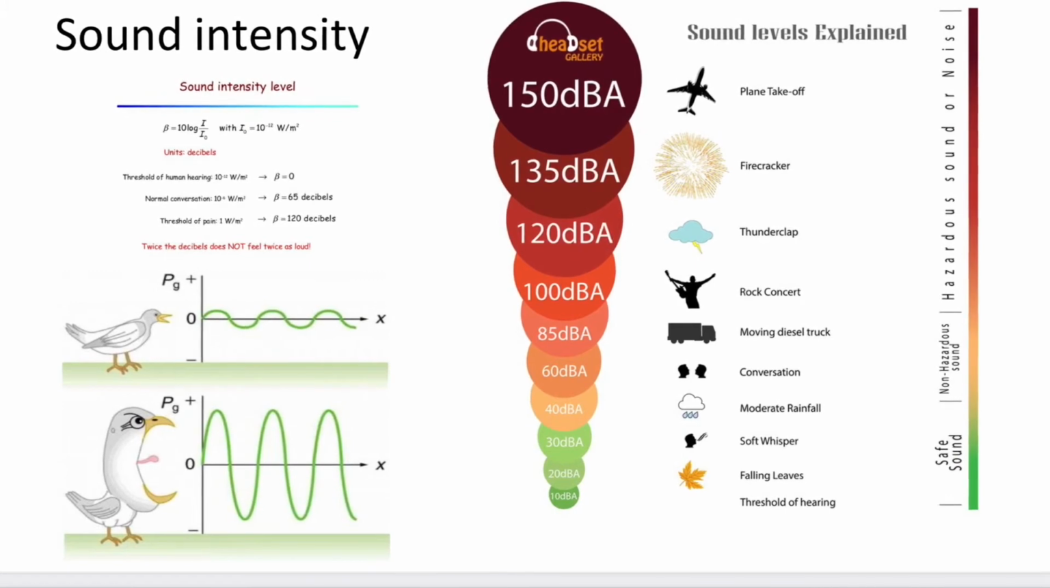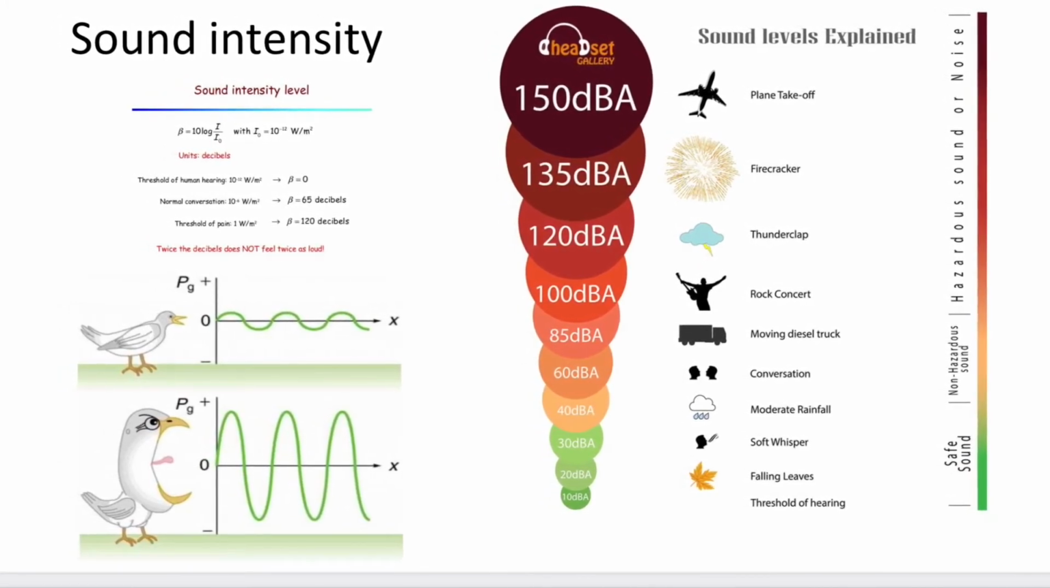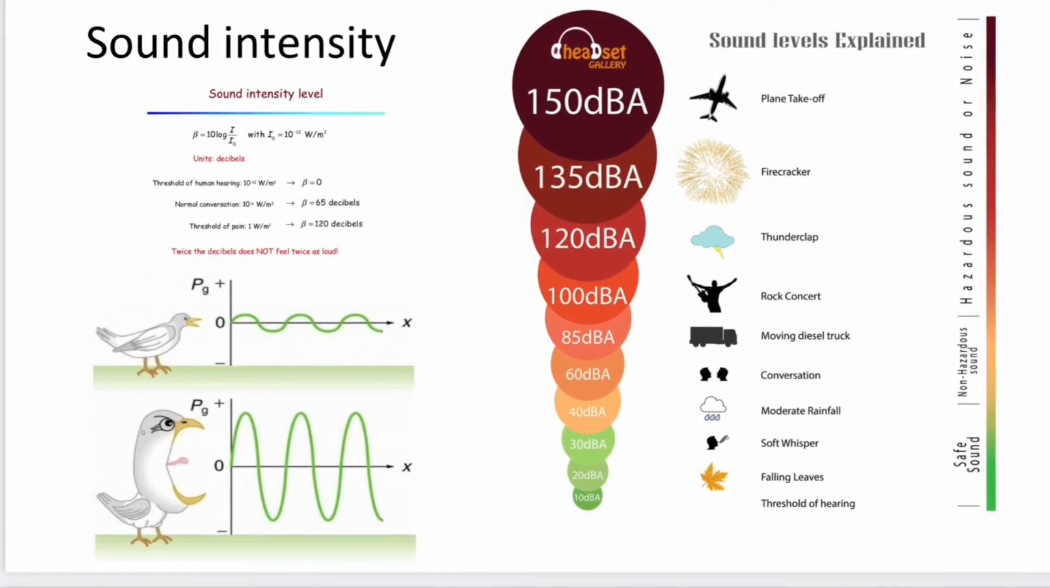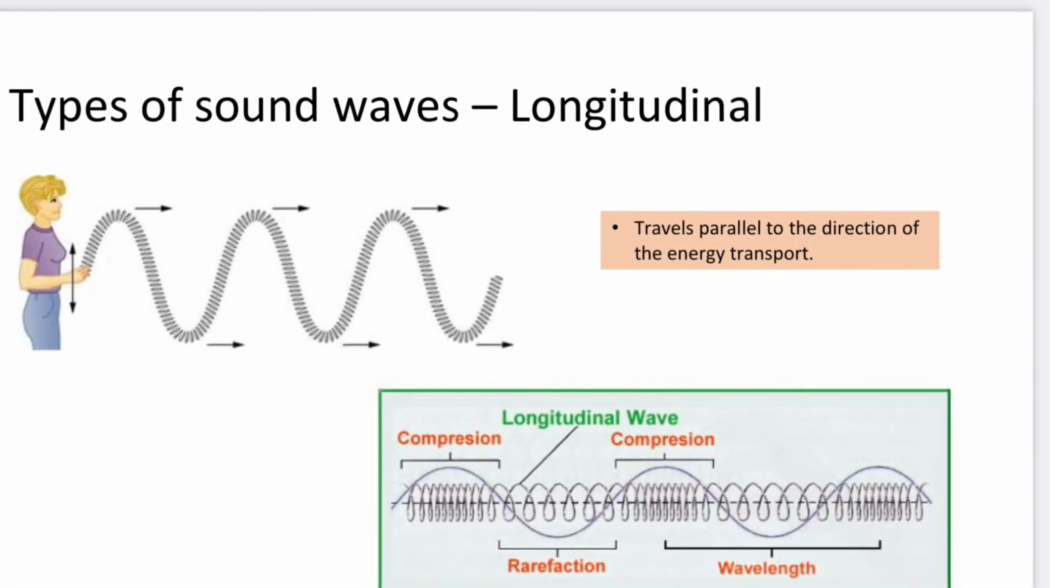Decibel is a unit used to measure a sound's pressure or forcefulness. For example, general city traffic is described as having a sound level of 70 decibels, and normal conversation has a level of 60 decibels. Types of sound waves.